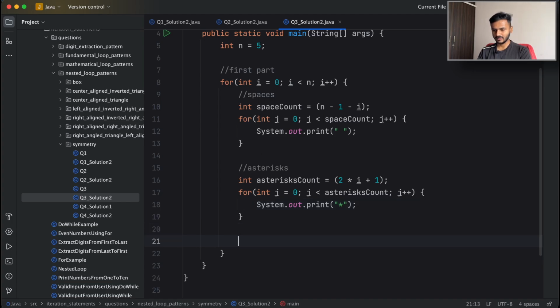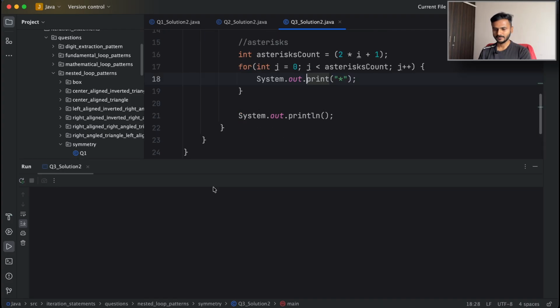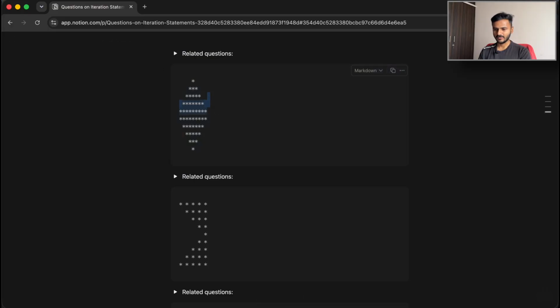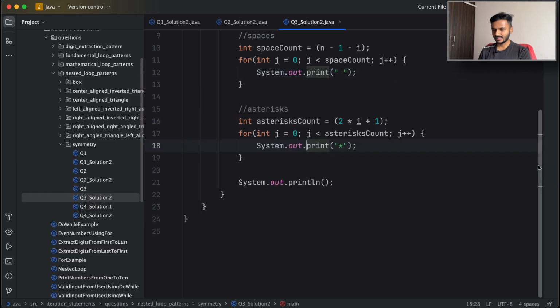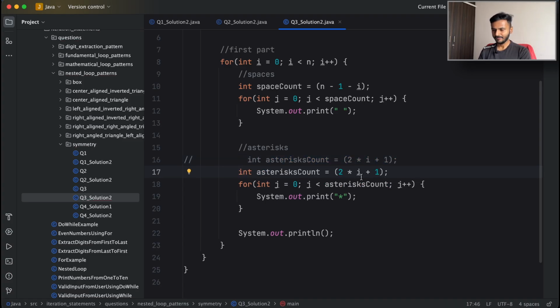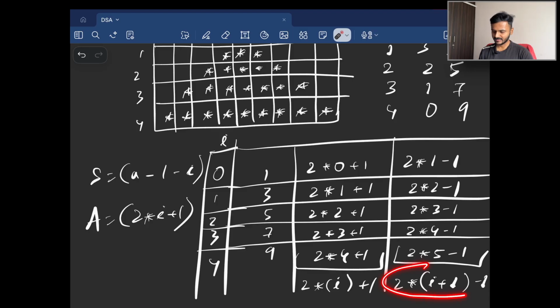Now, after this is done, we'll need an empty println statement. So if I run the code, this is what we are getting, which is the first part of the pattern that we expect to print, right? So let's come back to IntelliJ, and what I am going to do now is copy this and comment it out. I'm going to paste it over here, and instead of saying 2 into I plus 1, I'm going to say 2 into I plus 1 minus 1, right? Which is the other expression that we had discussed.